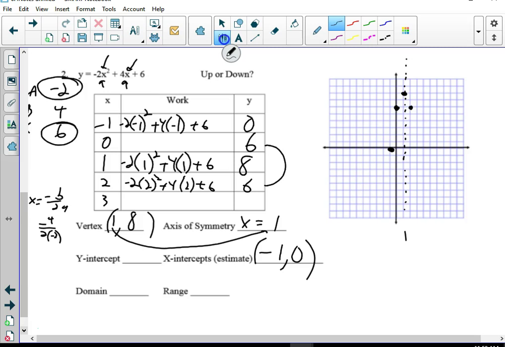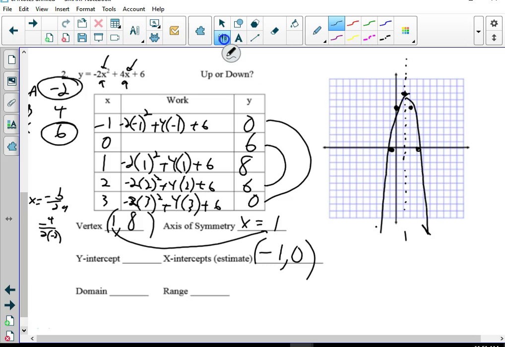And where do you think 3 is going to be? 0. It is going to be symmetrically at 0, but let's prove it. -2 times 3 squared, plus 4 times 3, plus 6. Okay? 3 squared is 9. Times -2 is -18. -18 plus 12 is -6. -6 plus 6 is 0. So yes, we have a winner, and then we can draw our function like that.